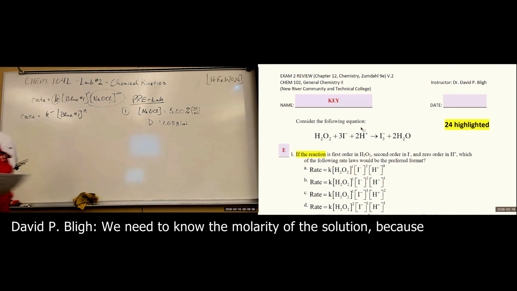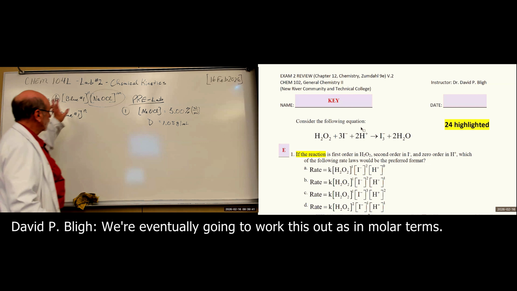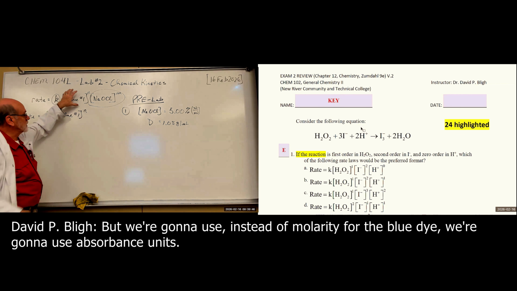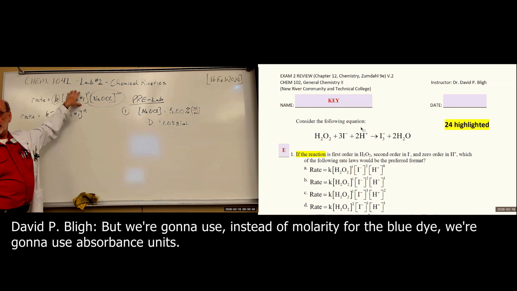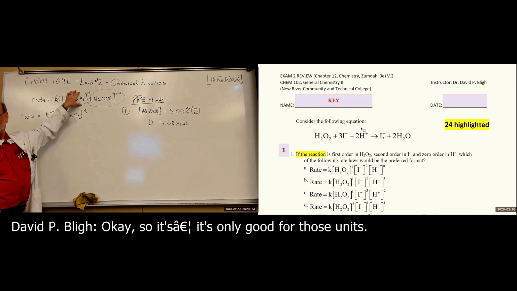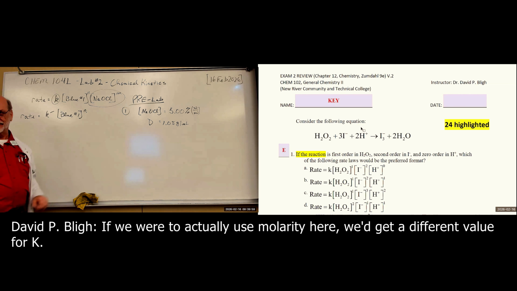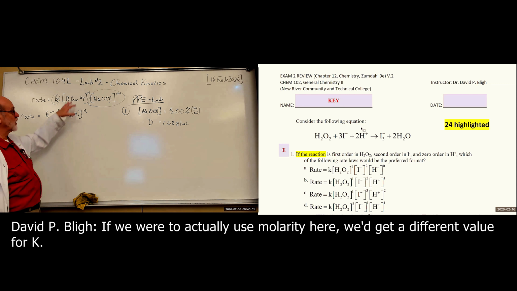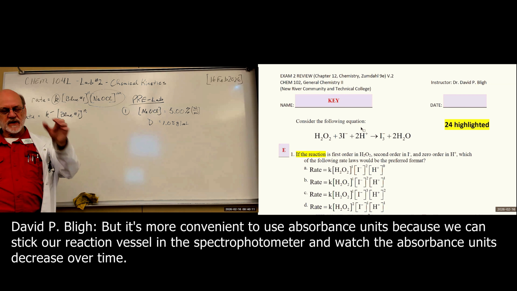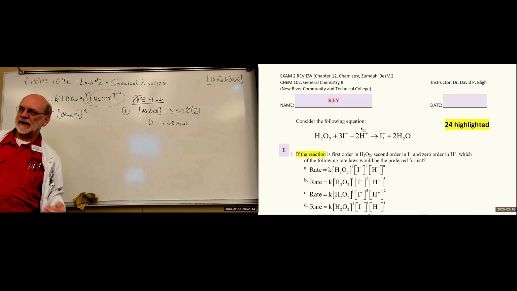We need to know the molarity of the solution because we're eventually going to work this out in molar terms. But instead of molarity for the blue dye, we're going to use absorbance units. So it's only good for those units. If we were to actually use molarity here, we get a different value for K. But it's more convenient to use absorbance units because we can stick our reaction vessel in the spectrophotometer and watch the absorbance units decrease over time.